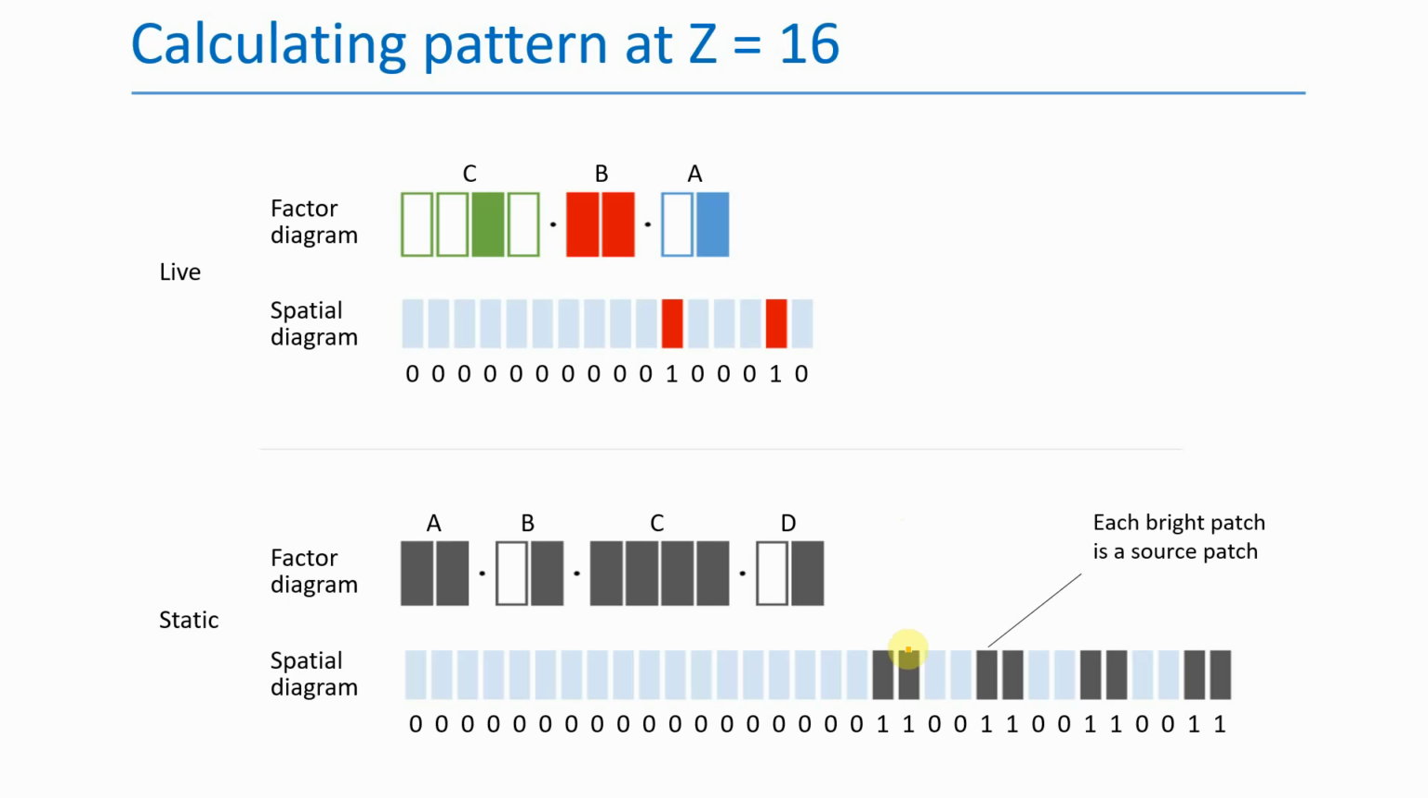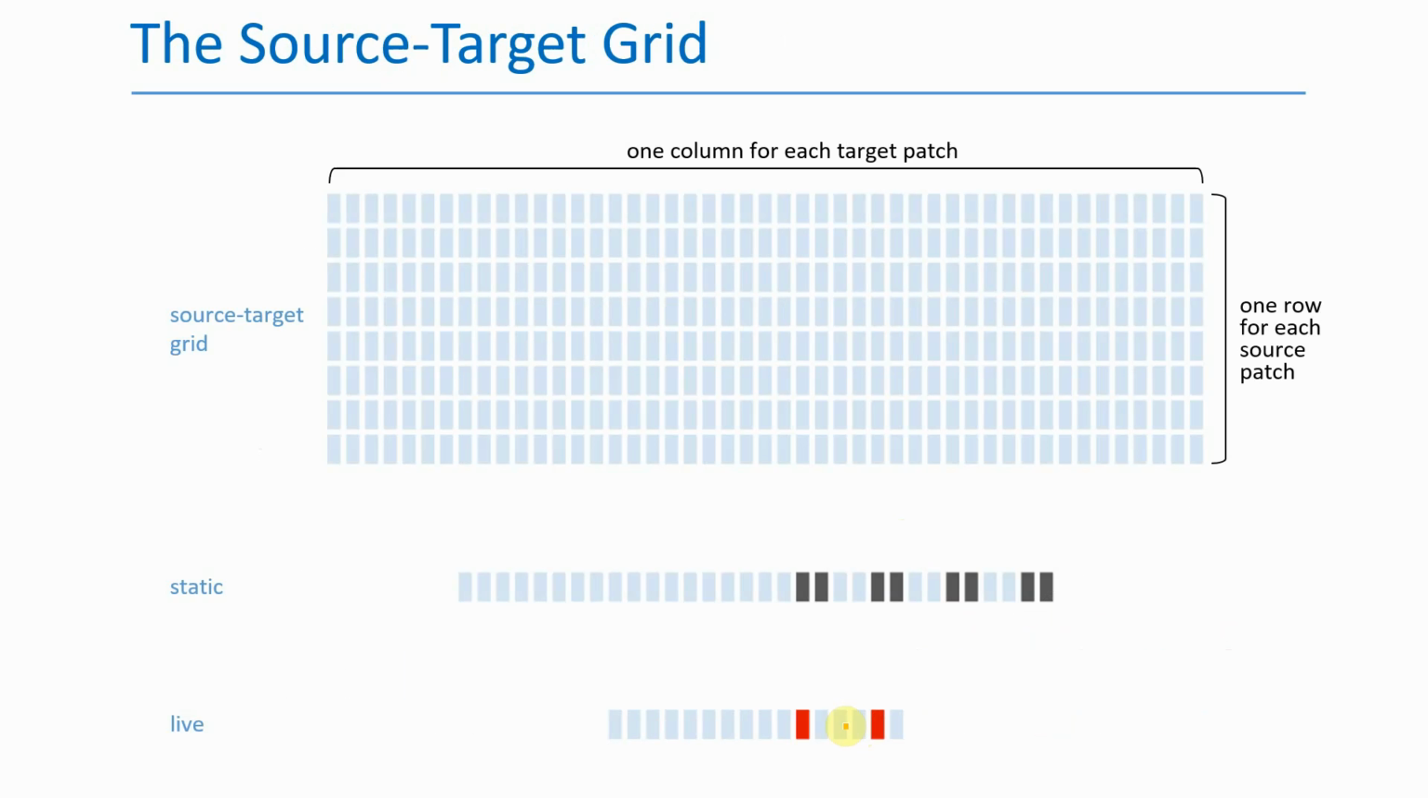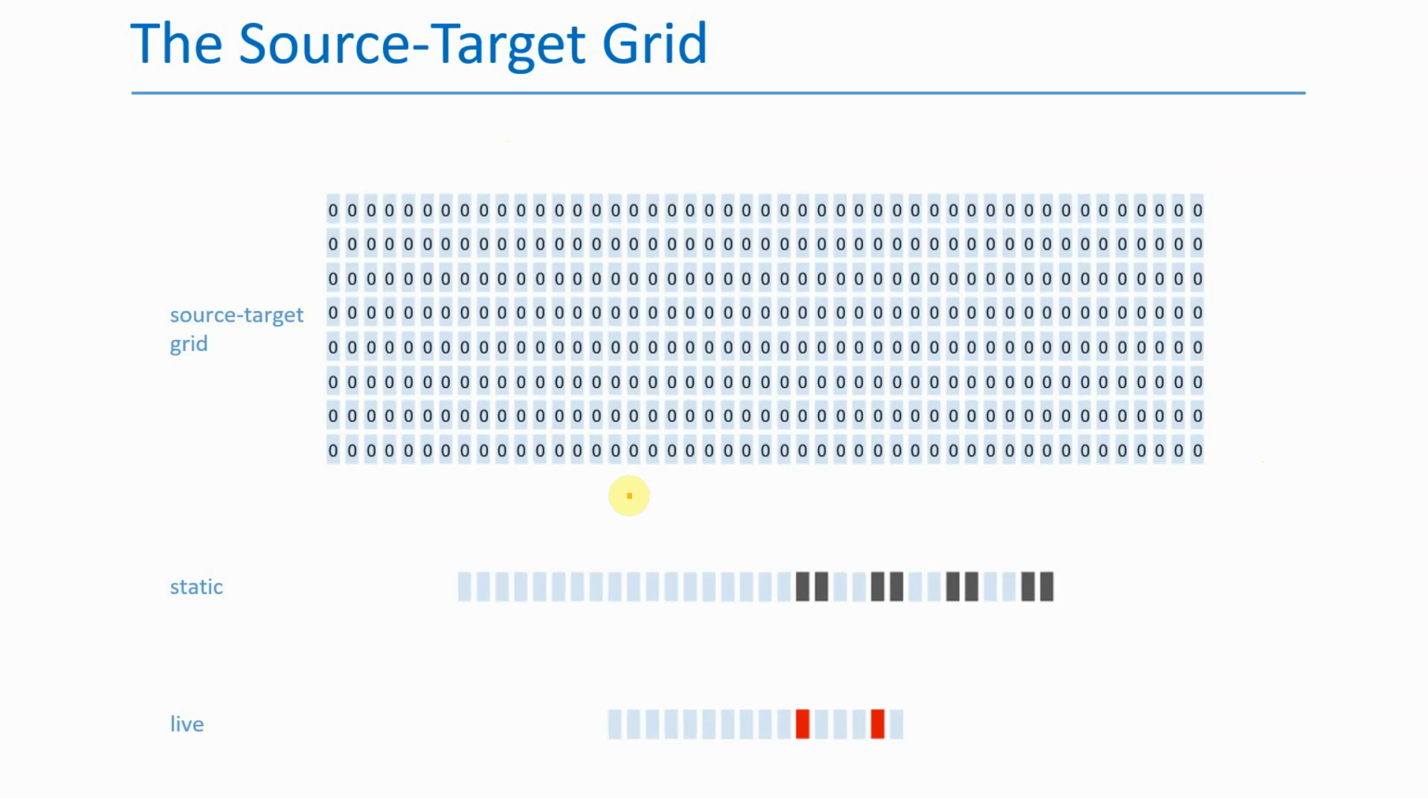Each and every bright patch of the static is an independent source patch. In this case, there are 8 source patches. Together, they make up the grading pattern that we see at the flat. We now introduce the source target grid. This is a 2-dimensional table. Each column corresponds to one of the target patches where we want to know the interference pattern. Each row corresponds to one of the source patches.